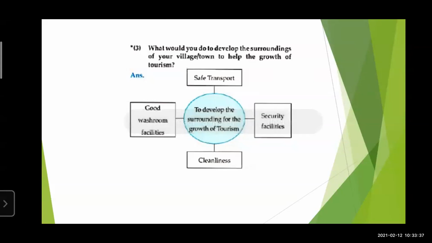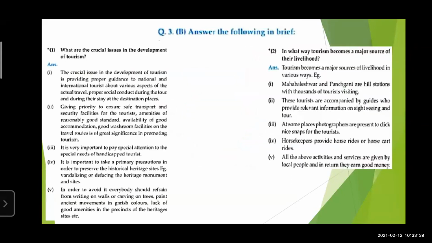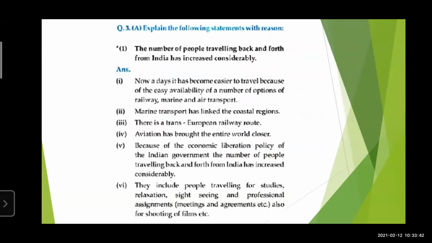So here we have completed half of the chapter today. Tomorrow we will continue with the rest of the chapter and the questions of the chapter itself.